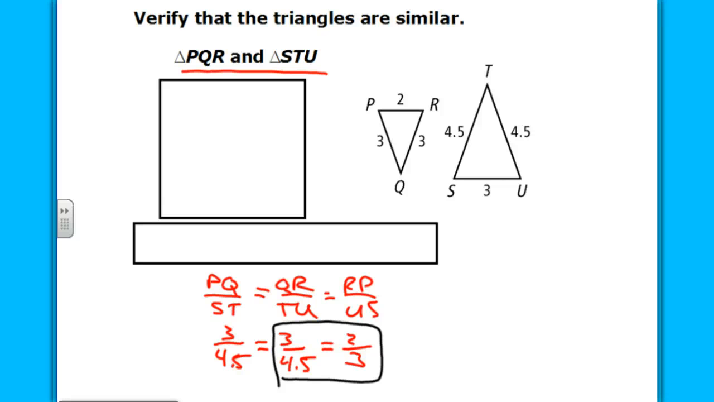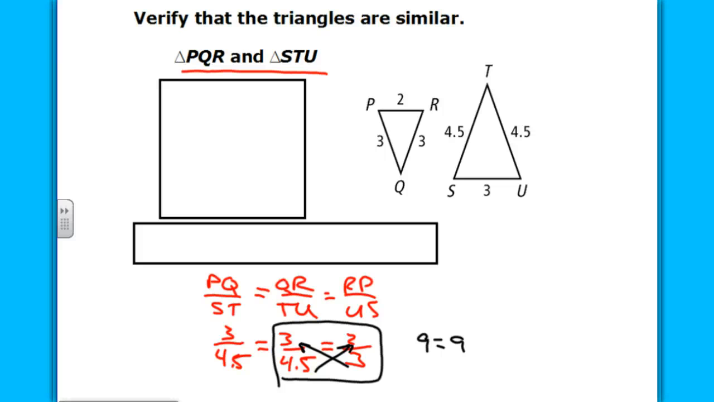So how can you check to know that a proportion is true? Cross product. So what's 3 times 3? And what's 4.5 times 2? I mean, there are other ways, but 9 equals 9. So do we have a proportion? We do.